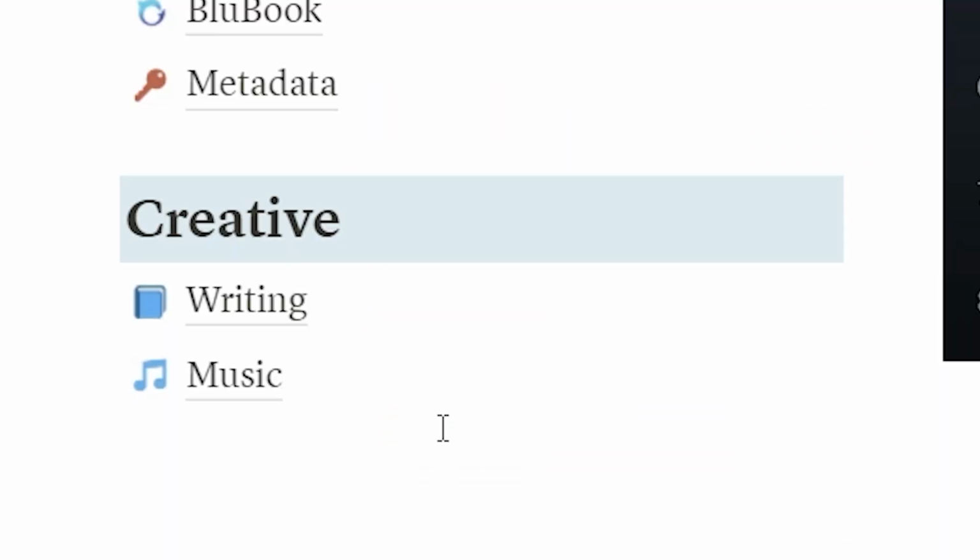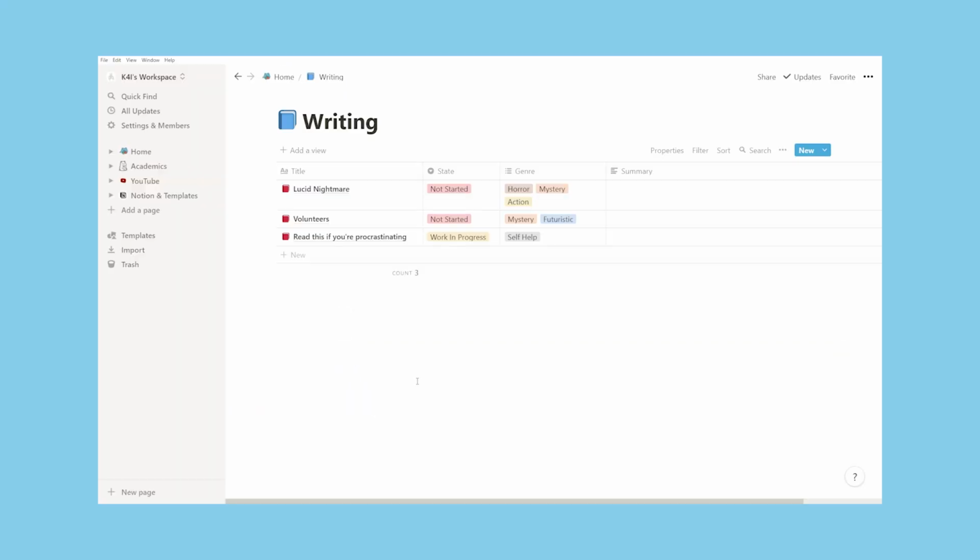There are two pages in this category, my writing and my music page. For writing, I kind of want to write a book and publish one in the future. So this page acts as a hub for me to put down my ideas.